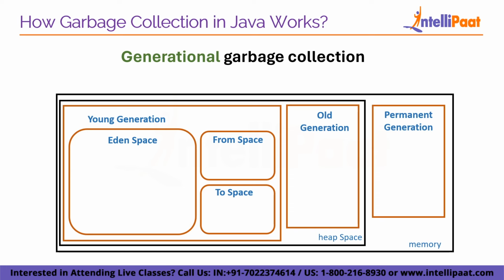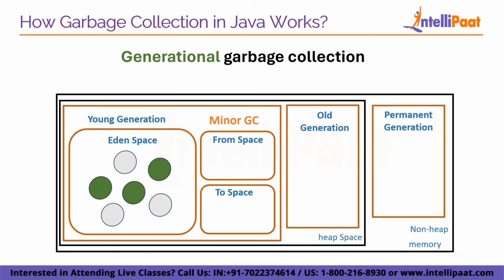Initially, when we declare the object, it gets stored in the eden space. So, in this space, the objects which are alive are sent to the from space, which is also known as minor garbage collection. So this process continues to happen. When we declare the object, it gets stored in the eden space and the object which is not dead is sent to the from space.